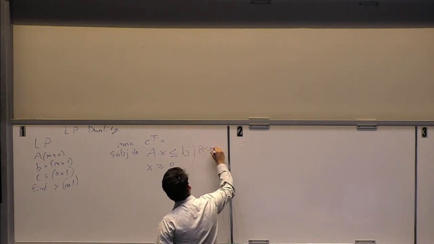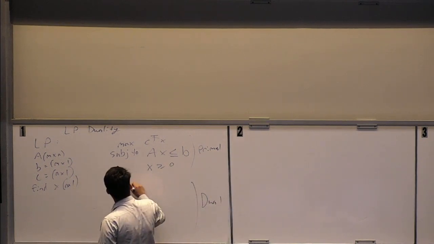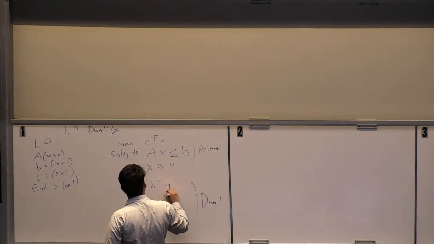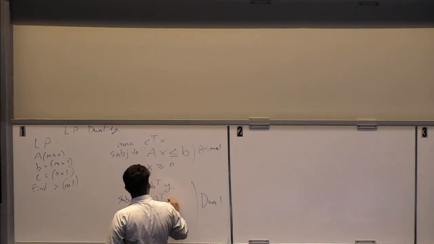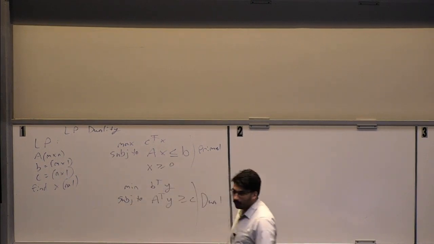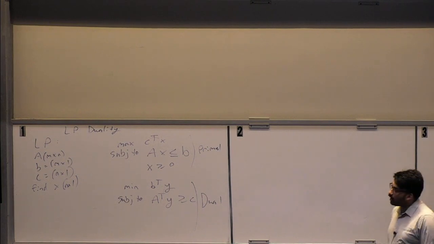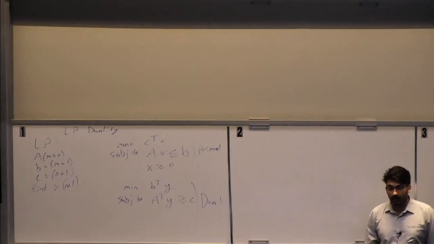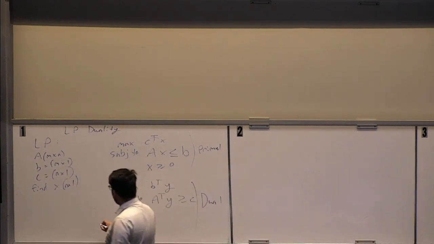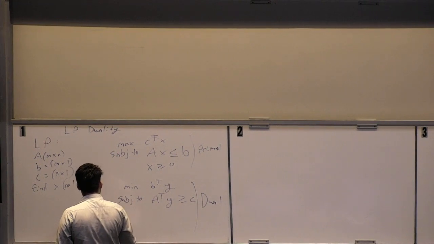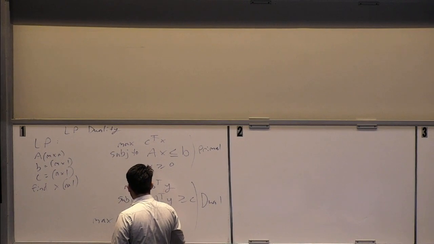So this is what's called the primal. What's called the dual is you're looking to minimize B^T Y subject to A^T Y is greater than or equal to C. So using the same A, B, and C, you take the transpose of A. You are looking for a Y, which is not N by 1, but M by 1. And it turns out, by what we'll call LP duality, we'll prove that the max of C^T X is equal to the min of B^T Y.